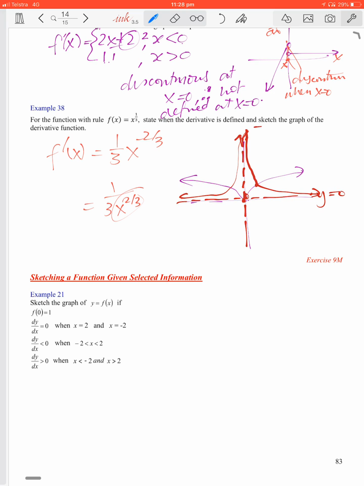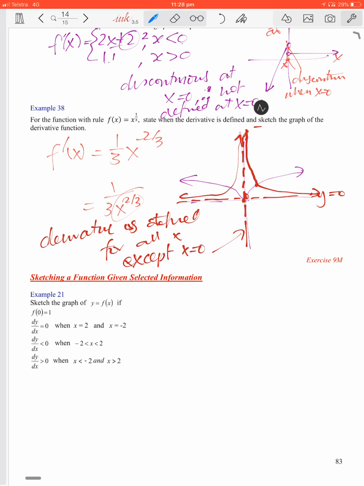So state where the derivative is defined and sketch the graph of the derivative function. So the derivative is defined for all x except x equals 0, because that line is undefined.